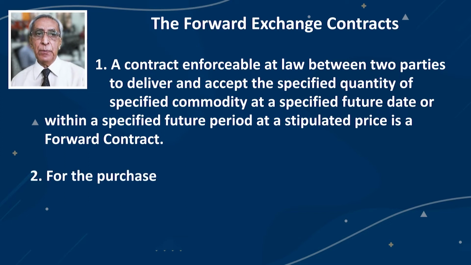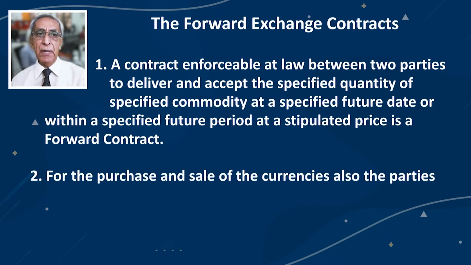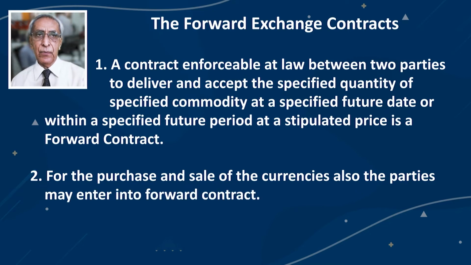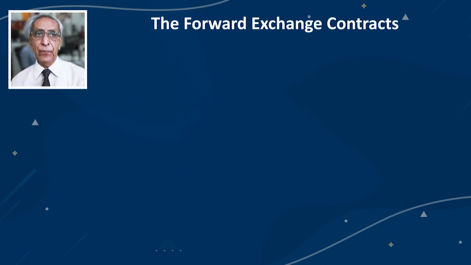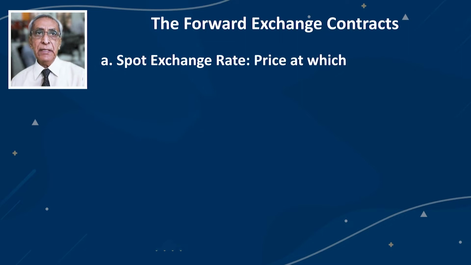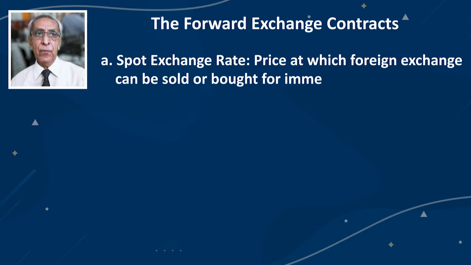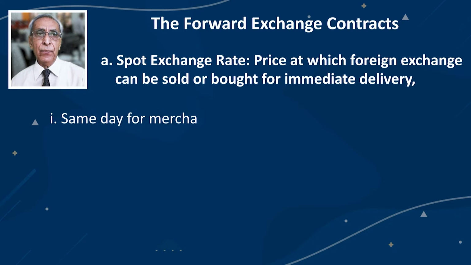For purchase and sale of the currencies also, the parties may enter into a forward contract. You know it well that there are different types of exchange rates. There may be a spot exchange rate. The spot exchange rate means the price at which the foreign currency can be sold or bought for an immediate delivery. In a foreign currency market, for a merchant transactions under a spot exchange rate, the deliveries are taking place on the same date. There may be a term transactions also.